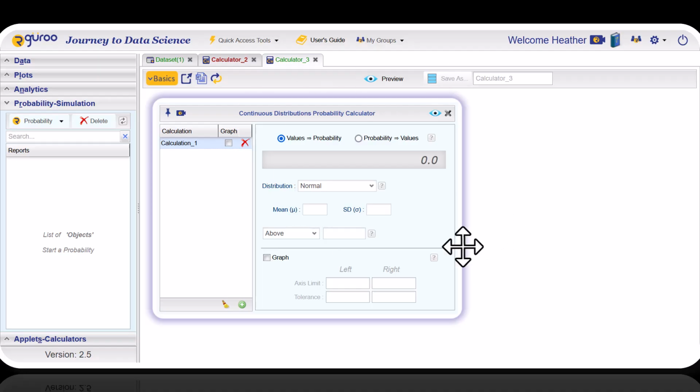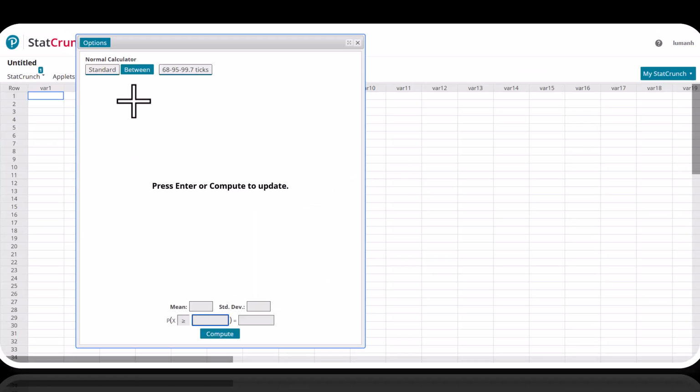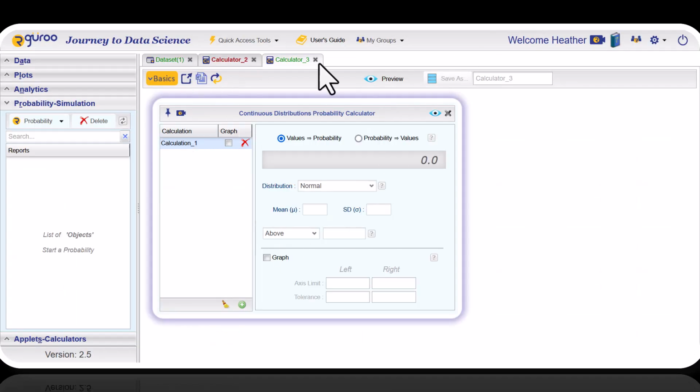And remember, normal calculators ask you for a mean and standard deviation. For example, here's the one in our Guru. If I go over to StatCrunch, it's going to ask me for a mean and standard deviation here as well. So what on earth are we going to do? What is our mean? What is our standard deviation?